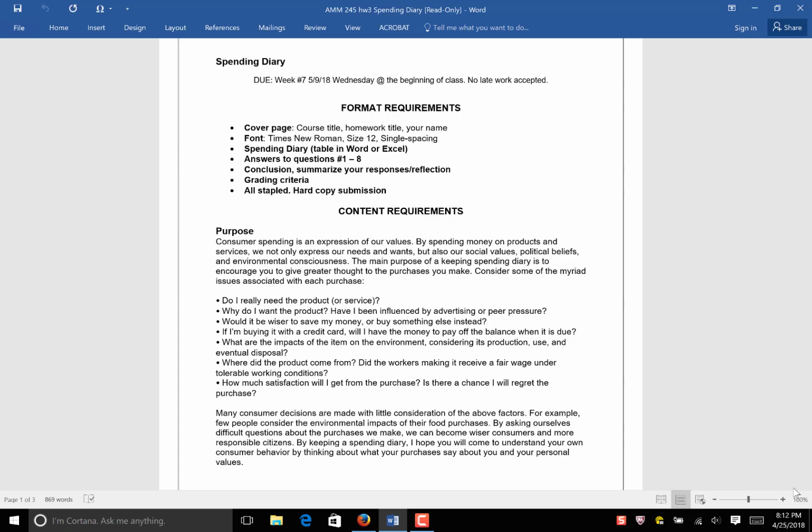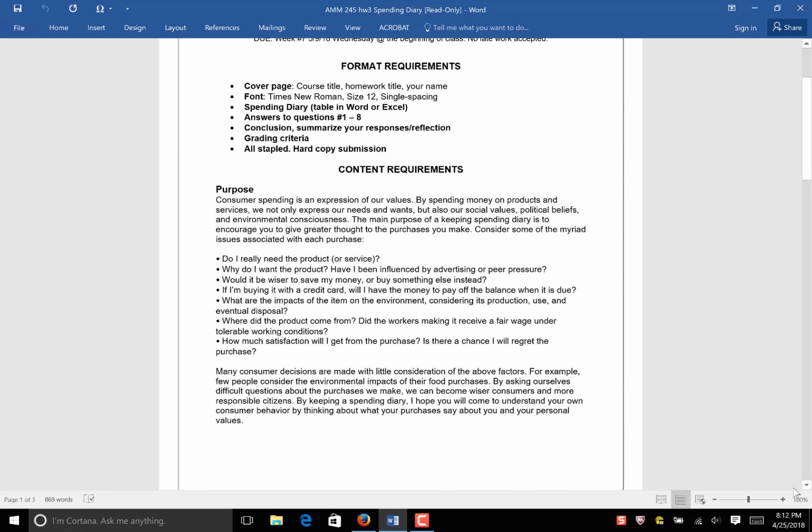So consider some of the issues that are associated with purchases. Do I really need the product or service? Why do I want it? Have I been influenced? Is it because I saw it in an ad or a posting on Facebook or Instagram, or is it because my friend has it? Would it be better if I saved my money? Should I buy something else instead? If I'm paying with a credit card, will I have money to pay off the balance, etc.?